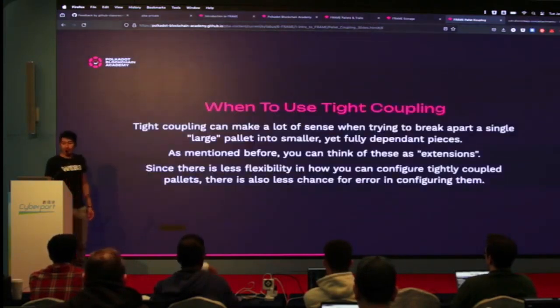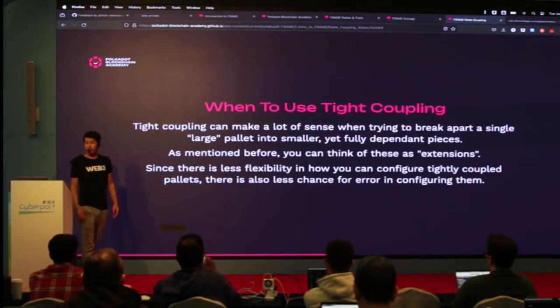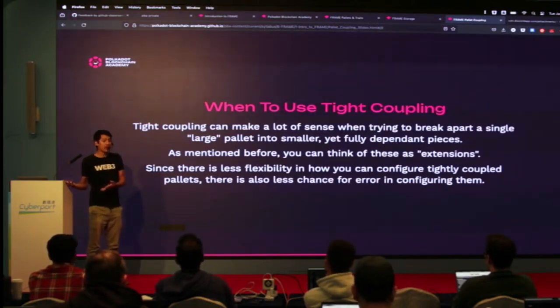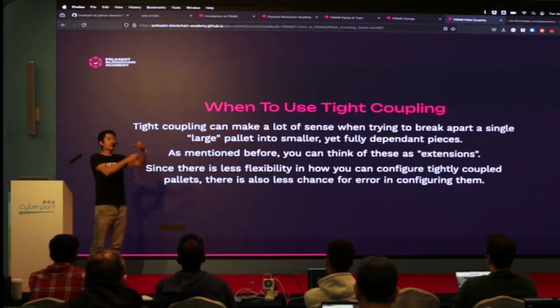So again, tight coupling makes sense when you want to break apart a single large pallet into smaller yet fully dependent pieces, right? We could have made one big treasury pallet with tips and bounties and all this kind of stuff in it. But imagine that you wanted to import the treasury pallet, but you didn't want bounties, right? If you made it all one big crate, you would basically force users to all import everything, right? In this context, you can think of them as extensions.